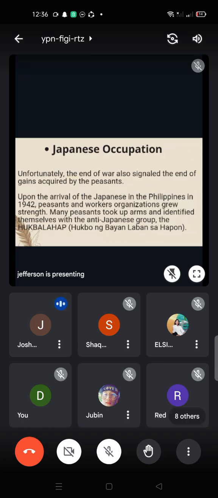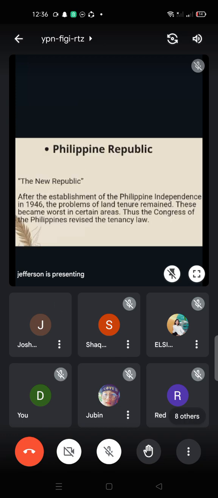Unfortunately, the end of the war also signaled the end of gains acquired by the peasants. Upon the arrival of the Japanese in the Philippines in 1942, peasants' and workers' organizations grew in strength. Many peasants took up arms and identified themselves with the anti-Japanese group, the Hukbalahap or Hukbo ng Bayan Laban sa Hapon.